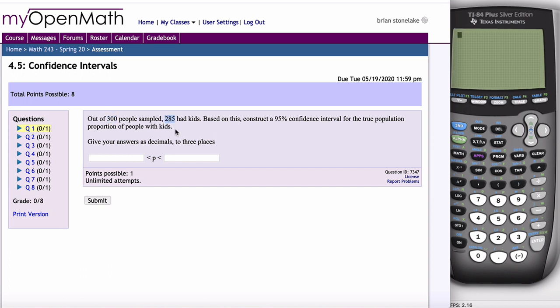The only challenge with these is sometimes they'll tell you n and x, and sometimes they'll tell you n and p hat. If they give you x, you've got to be able to come up with p hat. If they give you p hat, you've got to be able to come up with x. So hopefully that all makes sense to you.